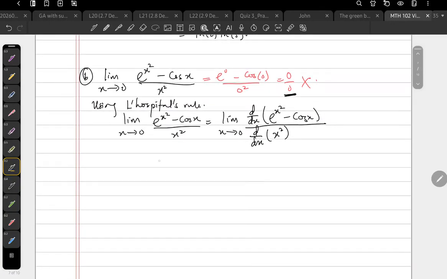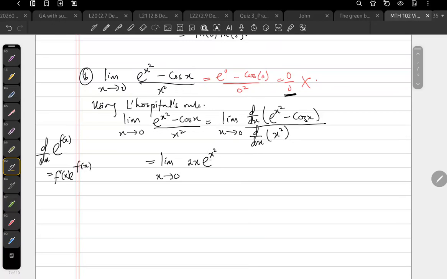And this is equal to the limit as x goes to 0. So if we take the derivative of e to the x squared using the chain rule, we're going to get 2x times e to the power of x squared. Generally, the derivative of e to the power of f of x, where f of x is any function of x, is always equal to the derivative of f times e to the power of f of x. And that is what I've used here.